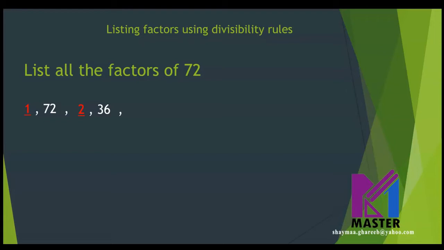After the 2, I will check divisibility by 3. Is 72 divisible by 3? How? I will add the digits. 7 plus 2 equals 9, and 9 is a multiple of 3. So 3 is a factor of 72. 3 times what gives 72? I will divide 72 by 3 to check the factor. So it will be 3 and 24. 3 times 24 gives 72.